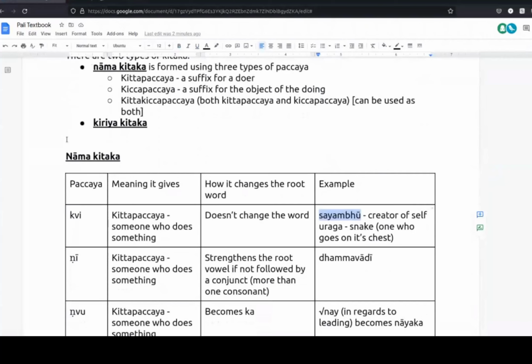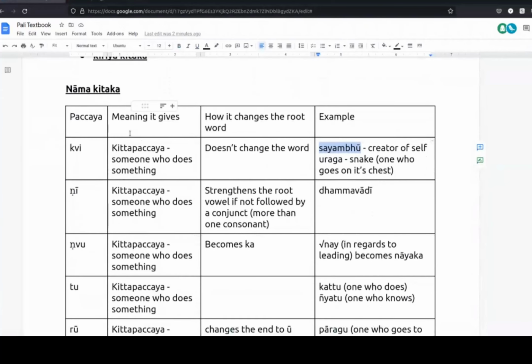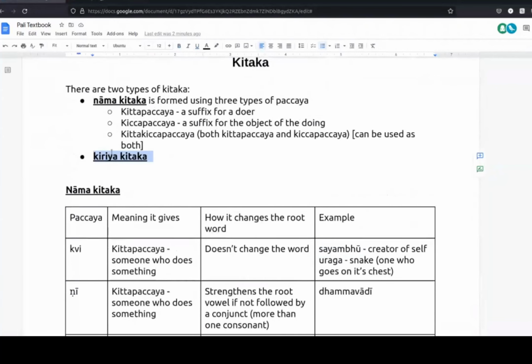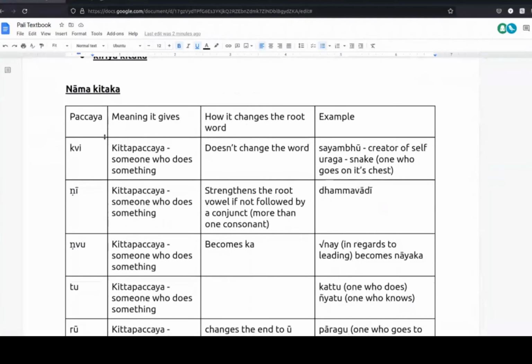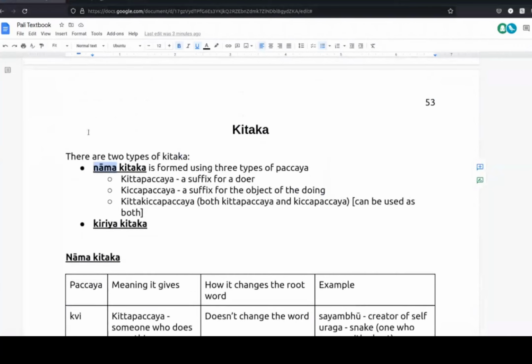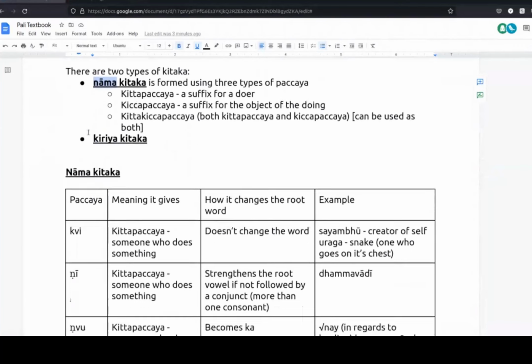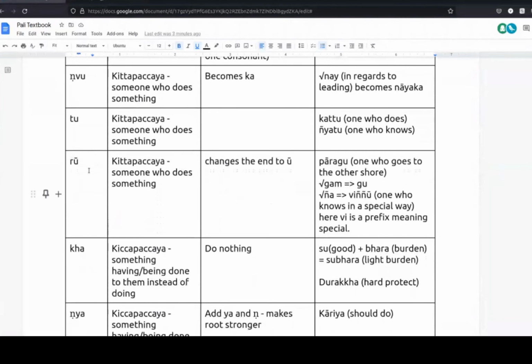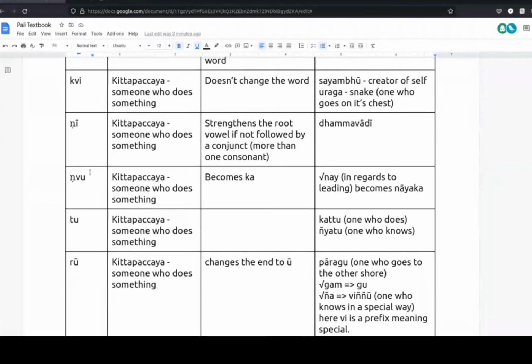Anyway, let's go over them first. Nama Kitaka. Nama Kitaka are these ones that refer to a person. They're a descriptor of an individual. They don't refer to an action. That's what these ones do. And we have the following suffixes: gui, ni, nu, tu, ru. And these are not, okay, they are.